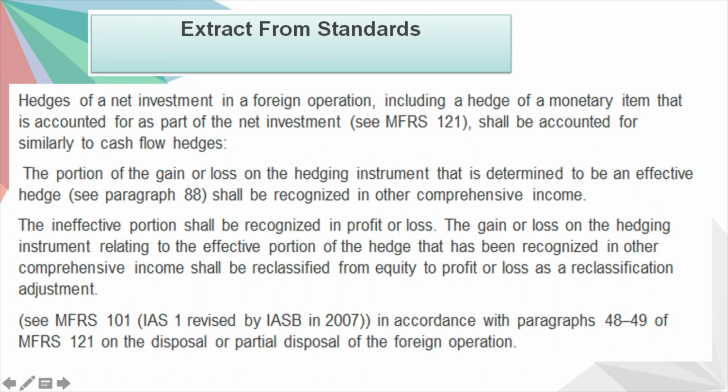Okay, next. This is extracted from the standard. A hedge of a net investment in a foreign operation, including a hedge of a monetary item that is accounted for as part of the net investment, see MFRS 121, shall be accounted for similarly to cash flow hedges. The portion of the gain or loss on the hedging instrument that is determined to be an effective hedge, see paragraph 88, shall be recognized in other comprehensive income.